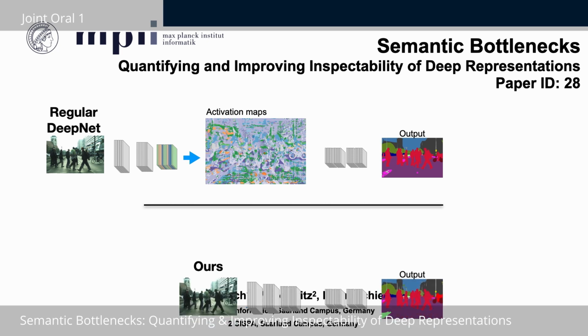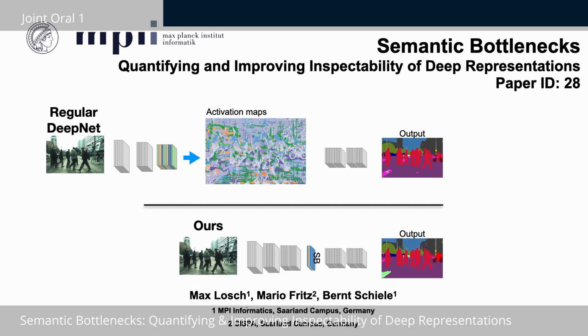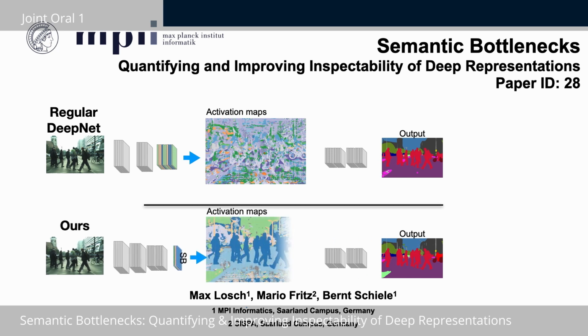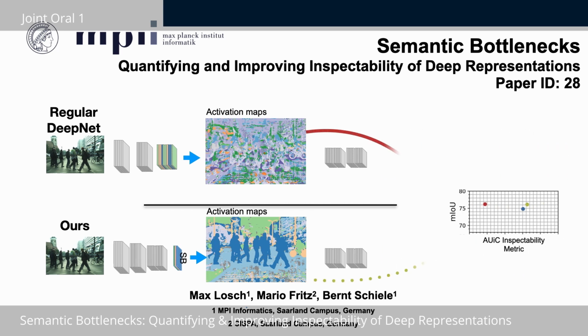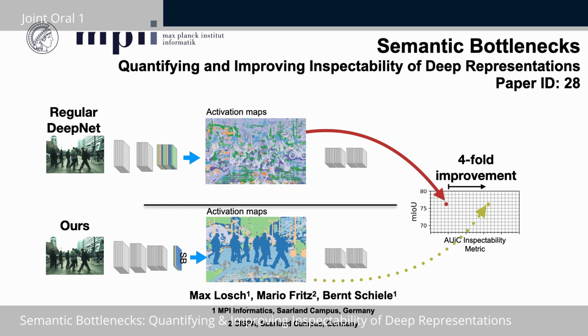In this work, we propose an extension module we call Semantic Bottleneck Layer that is straightforward to integrate into existing models and produces semantically meaningful representations despite a drastic reduction of channels and no classification impairment. To quantify and compare our models, we propose a new metric we coin AUIC. Measuring AUIC shows a fourfold improvement using our semantic bottleneck layers over the baseline.